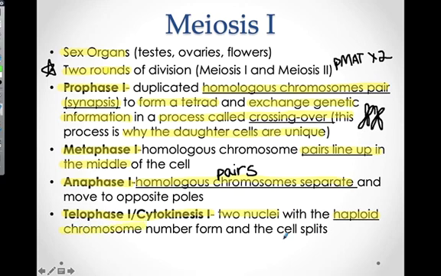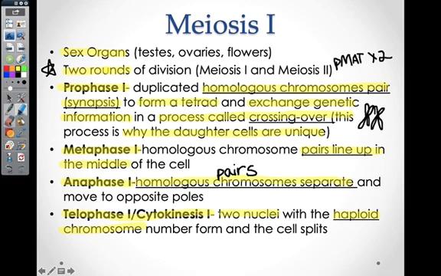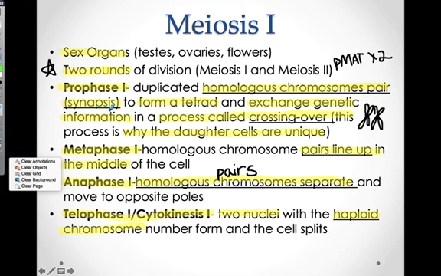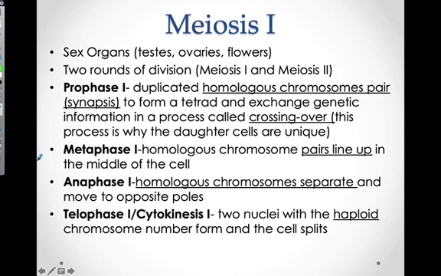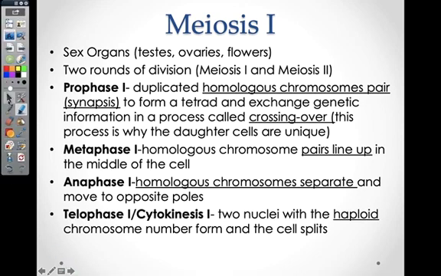Now, that's not the end. That's just the first division. It's going to go directly into the next round of PMAP. I do want to point out to you, each of these things is happening in just one cell. And when you see the word pairs, like pairs of chromosomes, that's a clue that it's meiosis 1. All right, so now let's go into meiosis 2.